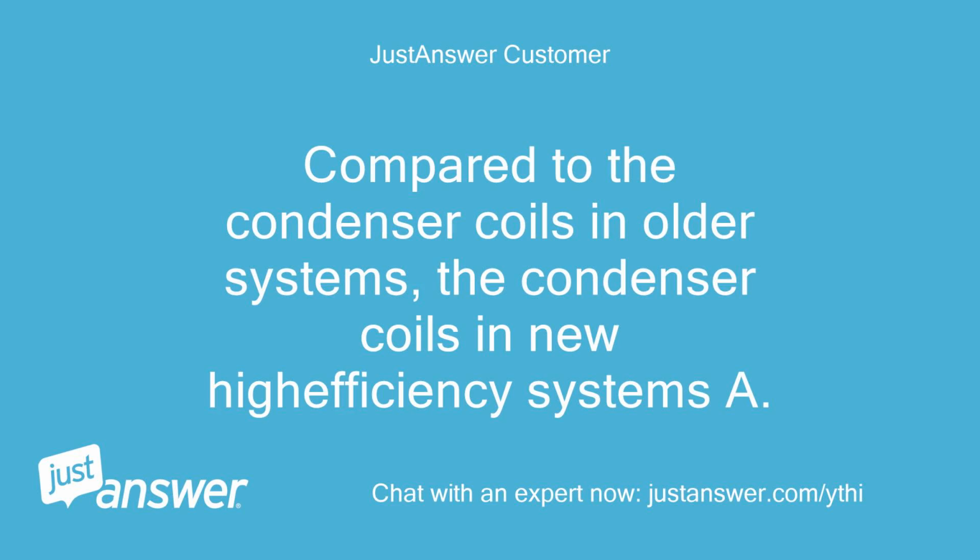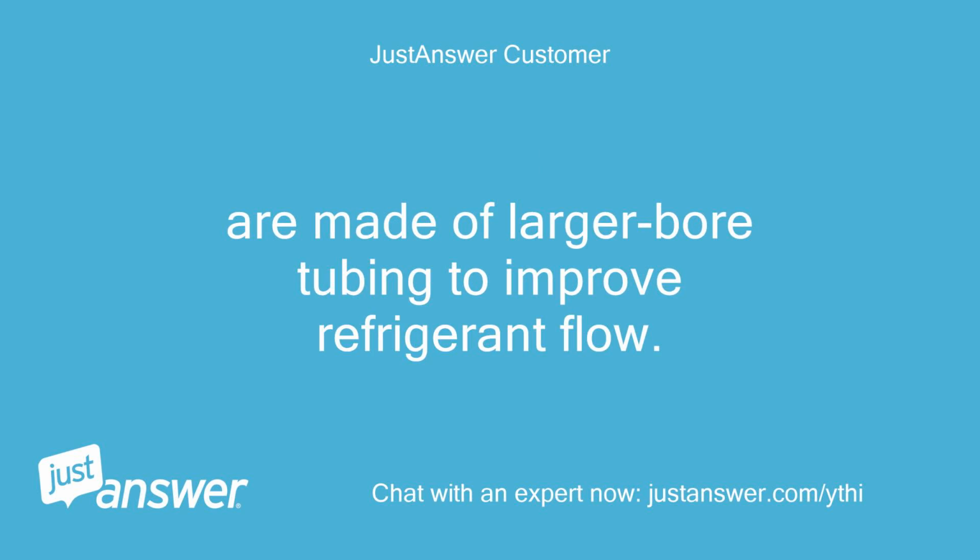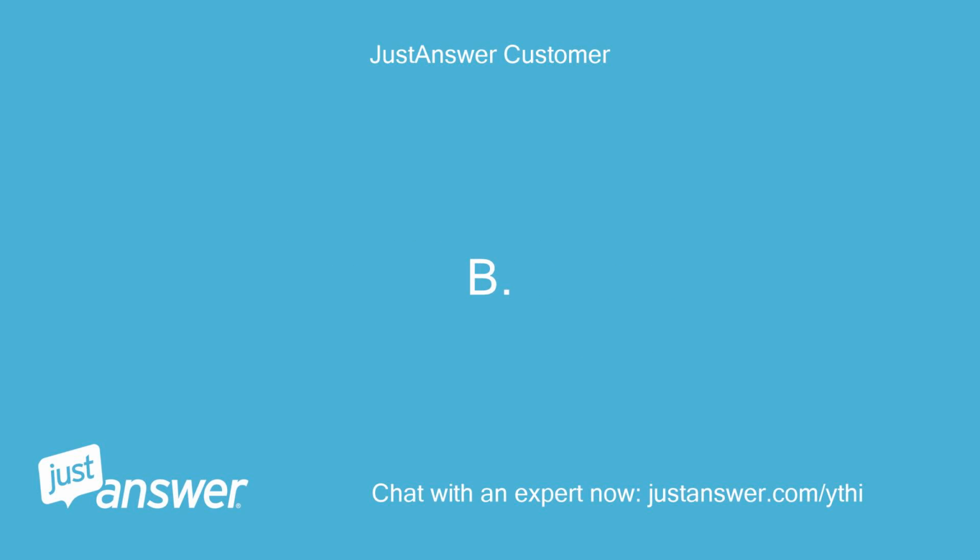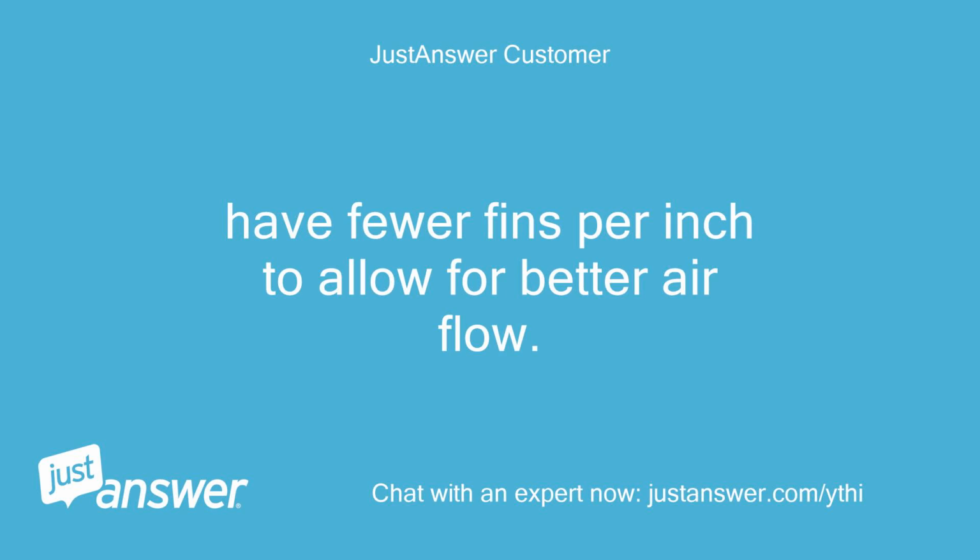14. Compared to the condenser coils in older systems, the condenser coils in new high-efficiency systems A. are made of larger bore tubing to improve refrigerant flow. B. Have fewer fins per inch to allow for better airflow.